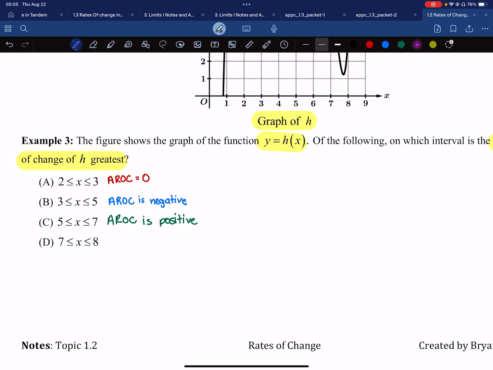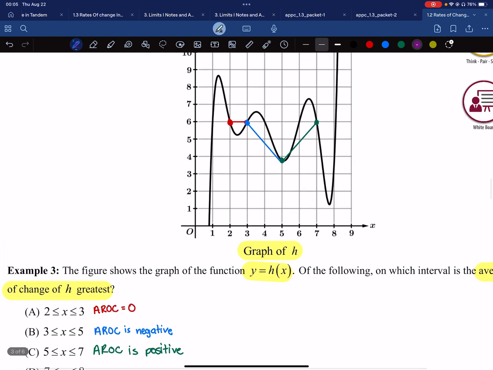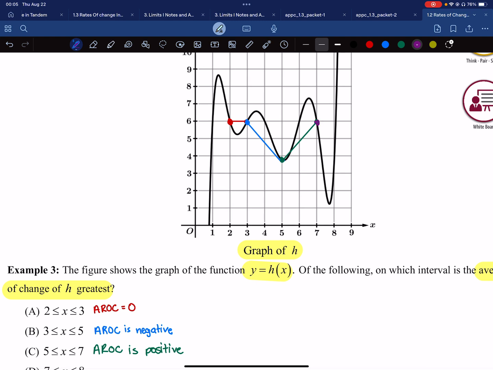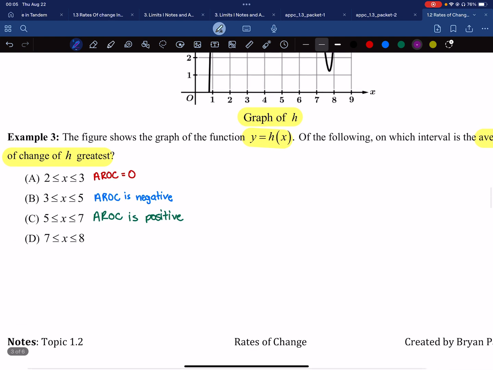And last but not least, 7 to 8. So here's our point at 7. Here is our point at 8. If we connect those 2 dots, we see that we have a negative rate of change.